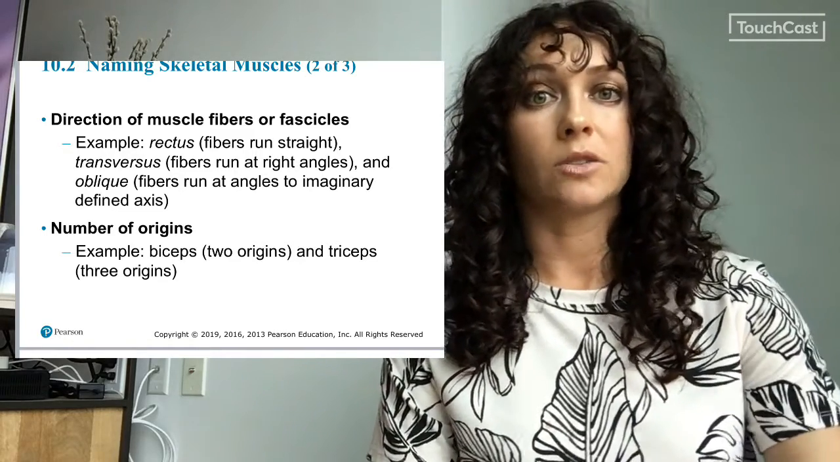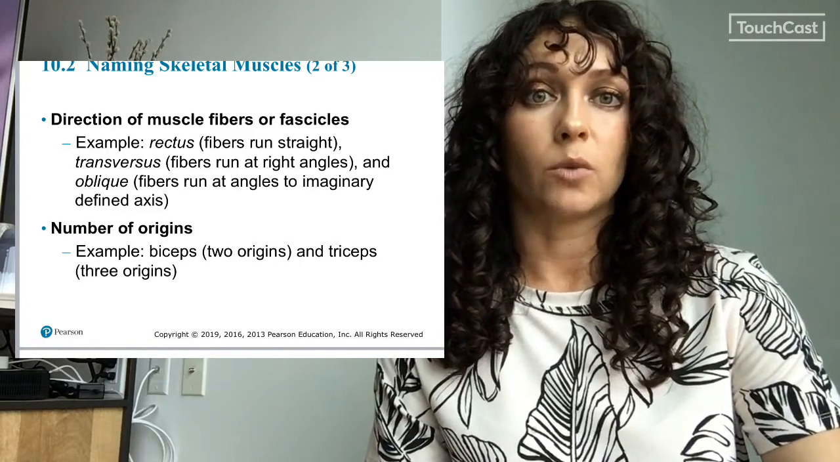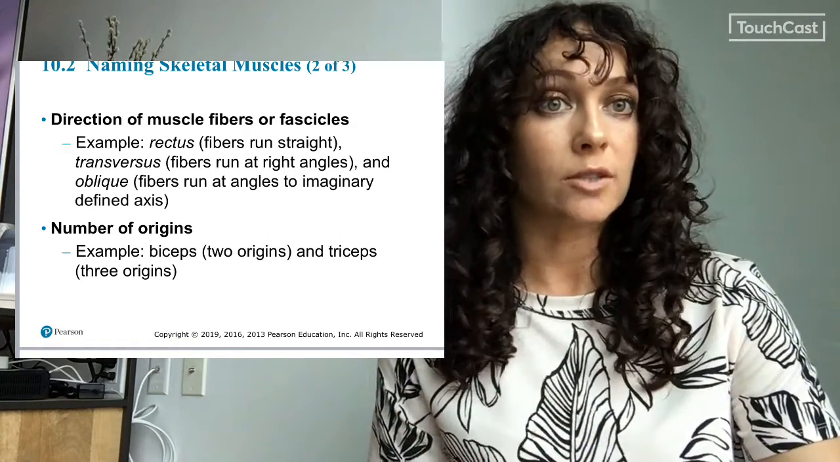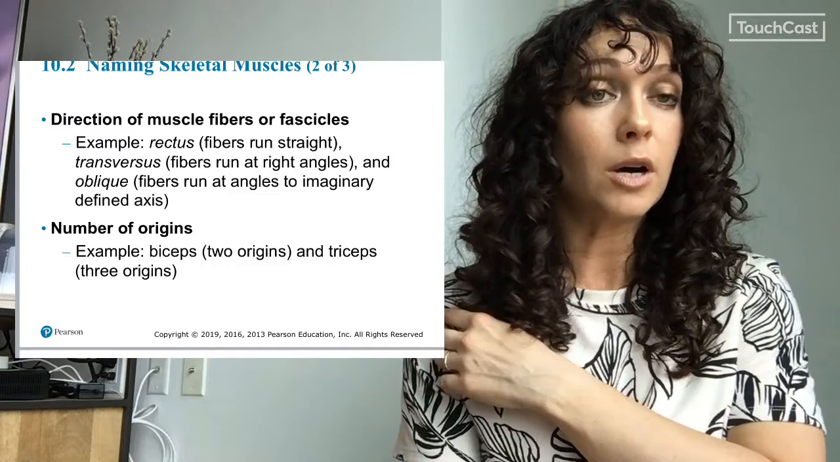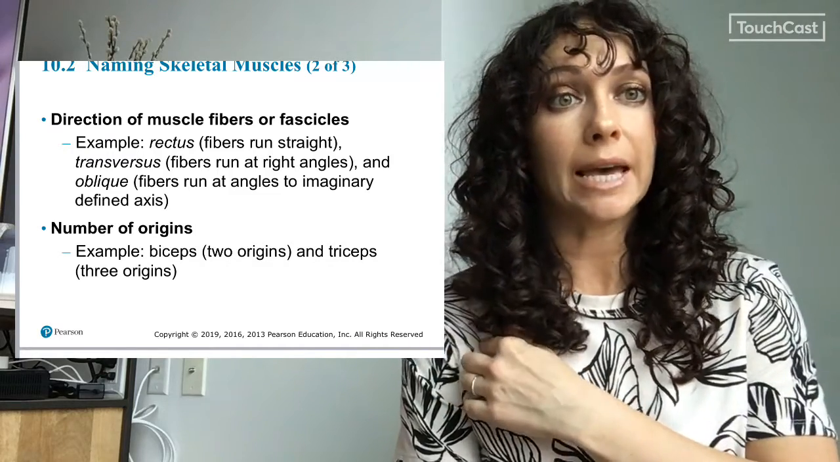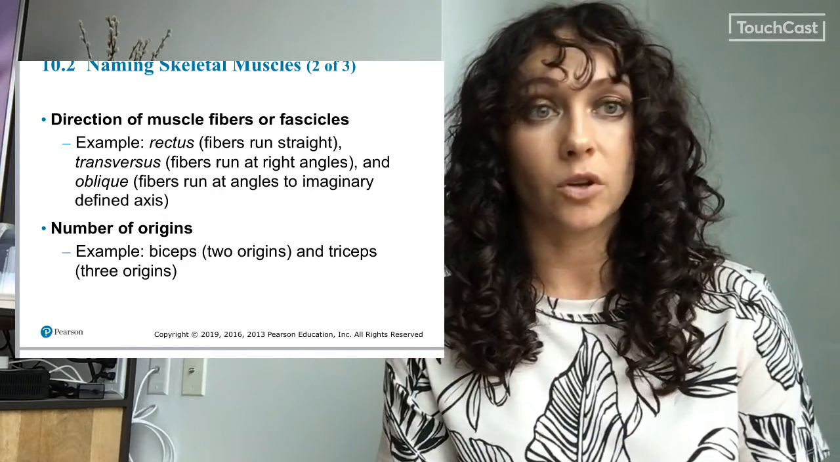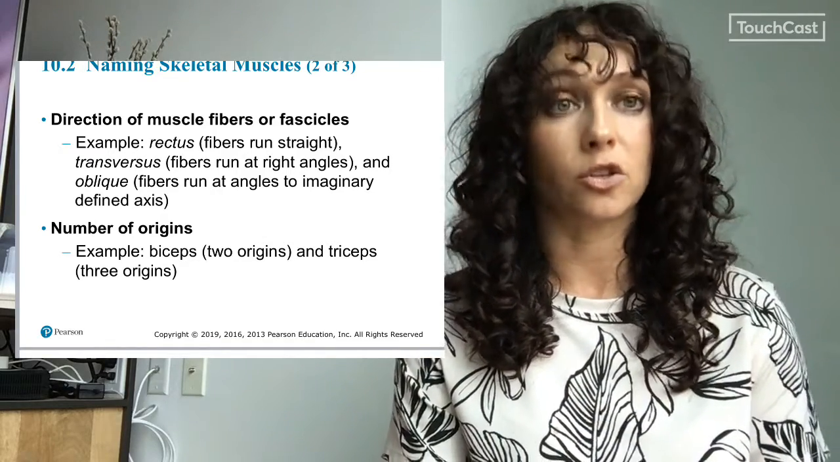Number of origins is also one of the ways in which we name them. So our bicep, bi meaning two, has two origins. So it doesn't just start on one single bone. It has two different heads that have separate insertions, two different insertions. The same thing with our tricep. Our tricep muscle actually has three origins.